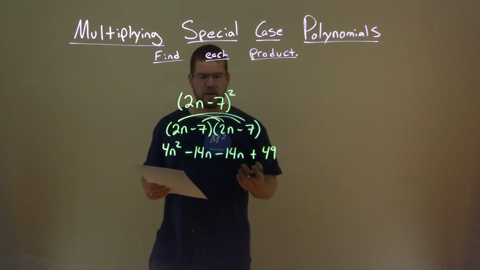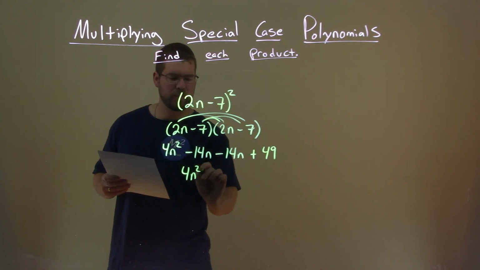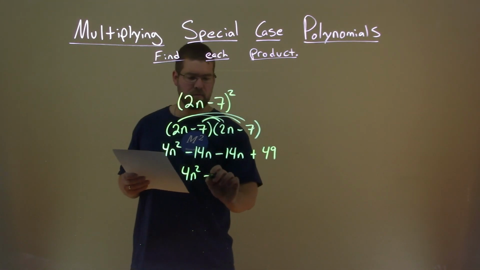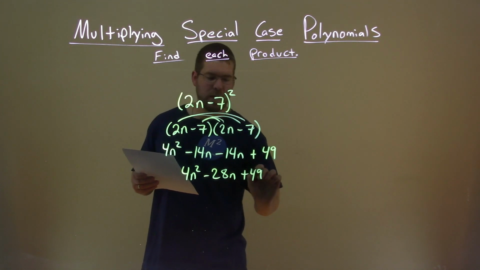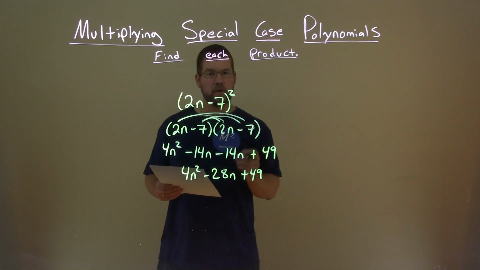So now let's simplify, combine our like terms. Nothing with n squared, that just comes down, 4n squared. Minus 14n minus 14n becomes a minus 28n. Bring down the 49, and there we have our answer. 4n squared minus 28n plus 49.